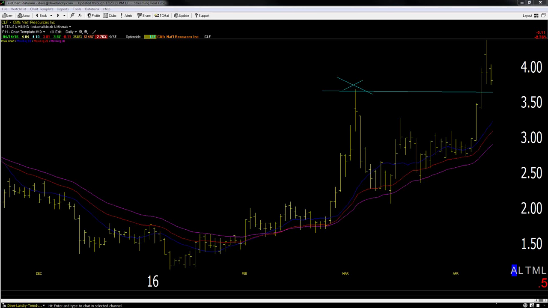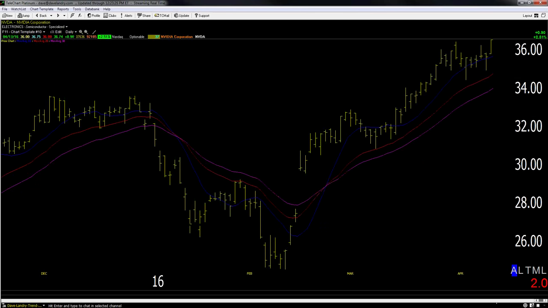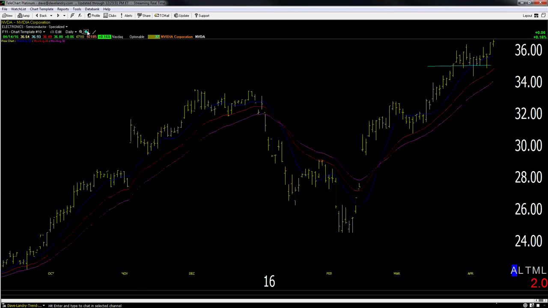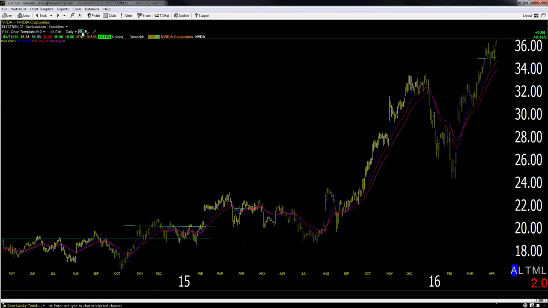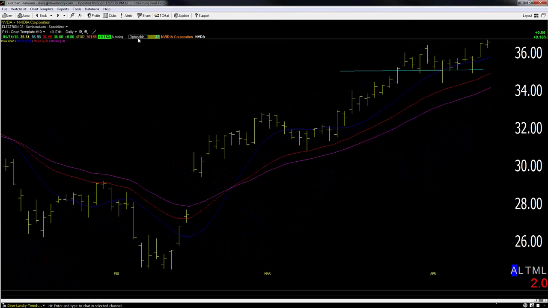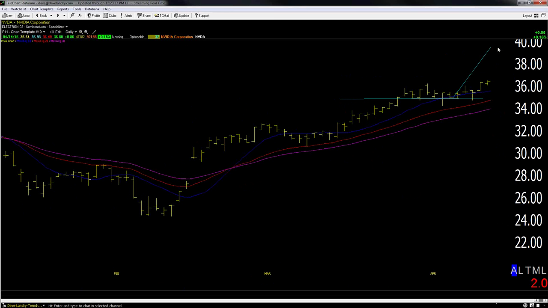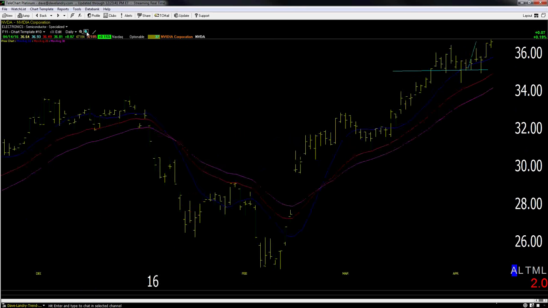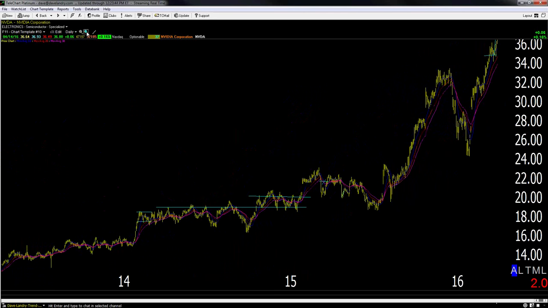NVIDIA, NVDA. No, it looks like it's lost a little steam in here as of late. I hear you. You back the chart out a little bit. But in this particular case, it would have to make new highs and then pull back. Right now, I'm just not too excited about buying a stock at new highs in here.